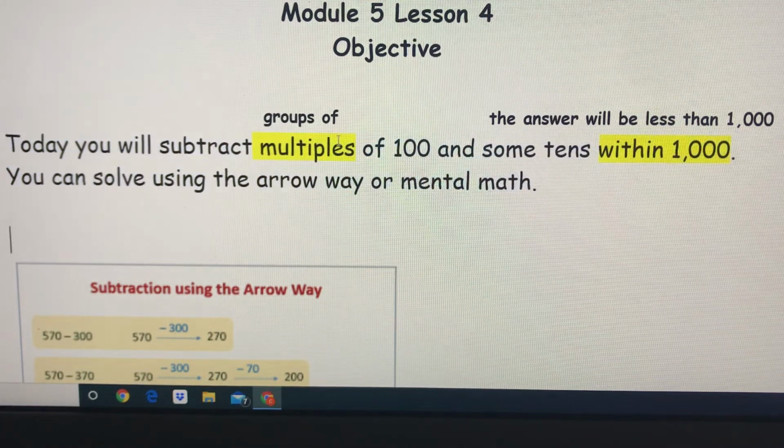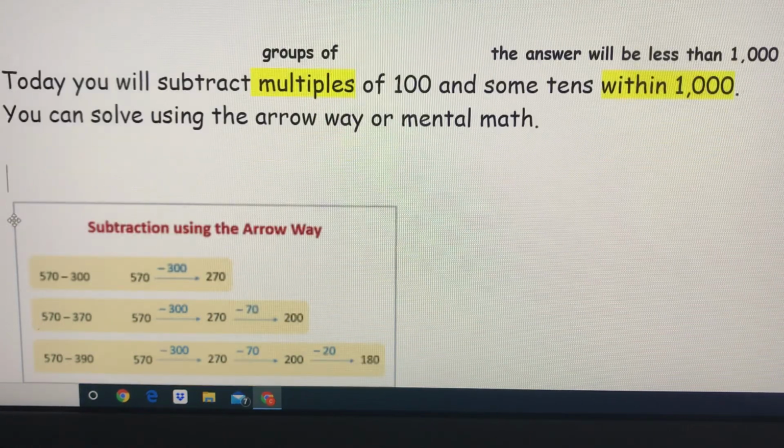And the word multiples means groups of, so we're going to be subtracting groups of 100 and some groups of 10 as well. And within 1,000 means that the answer will be less than 1,000. You can use two strategies today to solve your math. One way is arrow way and the other way is mental math.